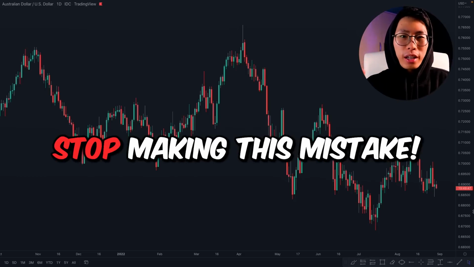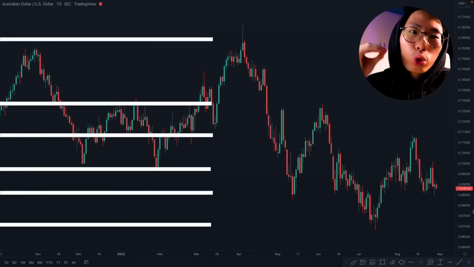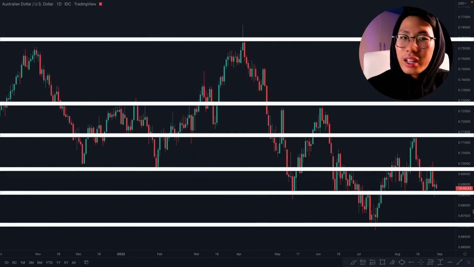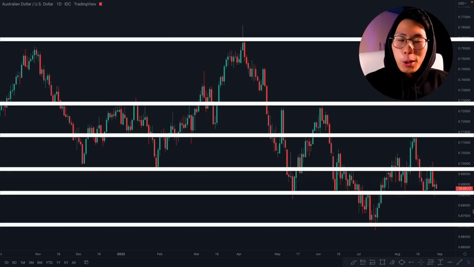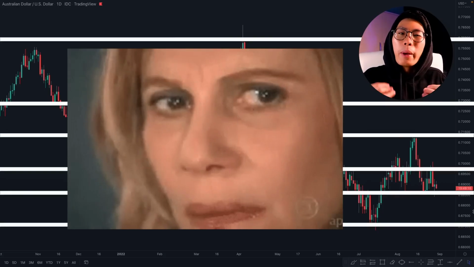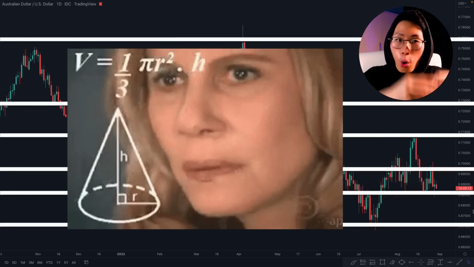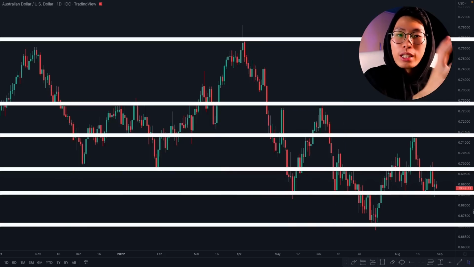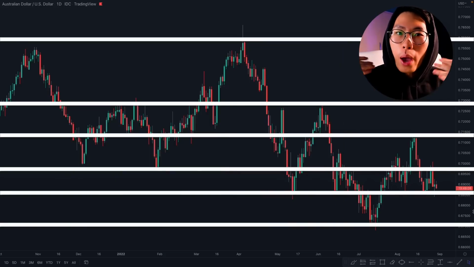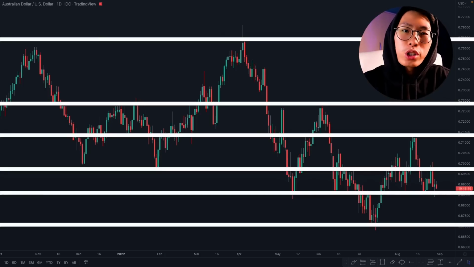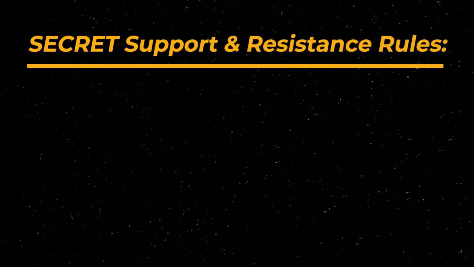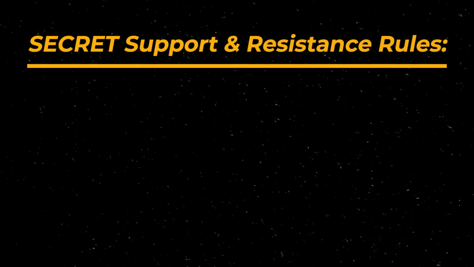A very common mistake that traders make is that they draw too many lines on their chart just like this. What the hell are you doing, bro? Stop doing this. How can you trade with like 10,000 lines on your chart? This just makes you more confused, while the whole point of drawing key levels is to make it easier for us to analyze and less confusing. The reason why a lot of you are still making stupid mistakes like this is because you do not follow the secret rules of support and resistance.